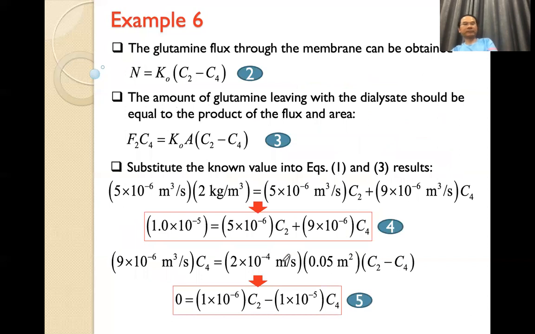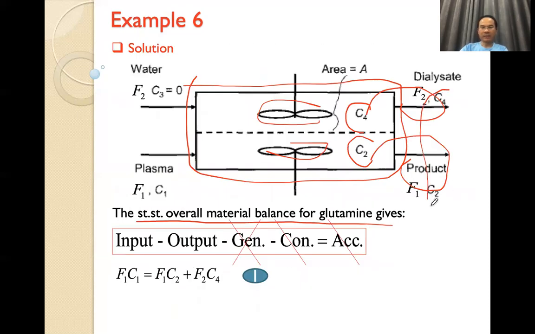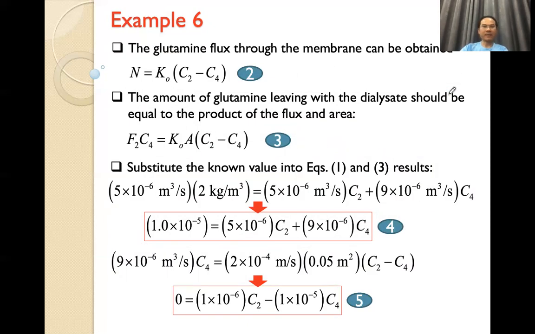Like this. And also we require the mass transfer expression, N equal to K times the concentration difference, C2 minus C4. This is the mass transfer rate. The amount of glutamine leaving with the dialysate should be equal to the product of the flux and area. This is F2 C4 equal to Ka times a times C2 minus C4.